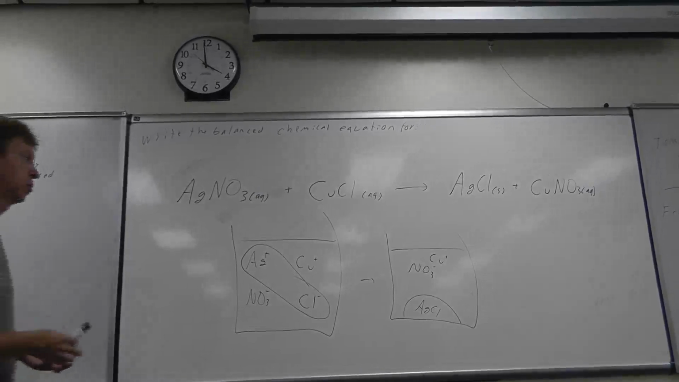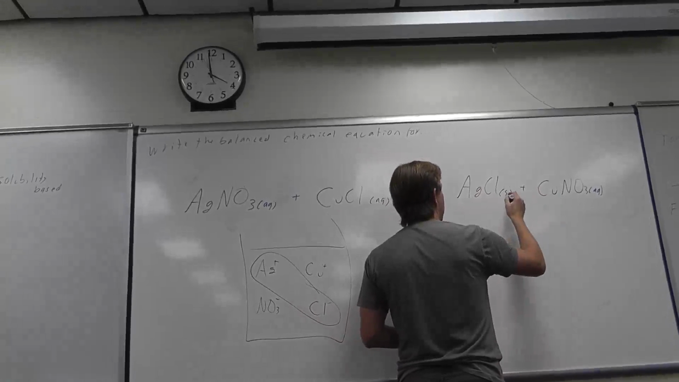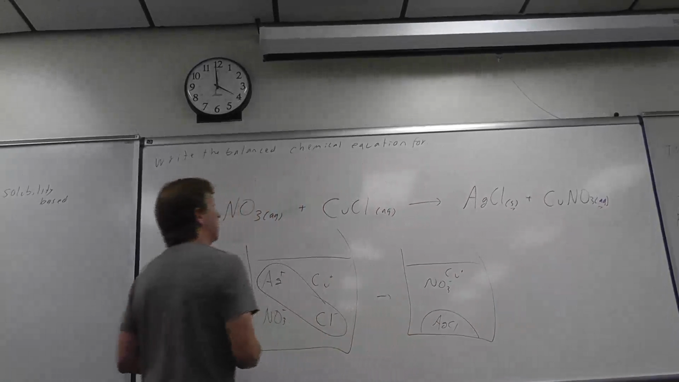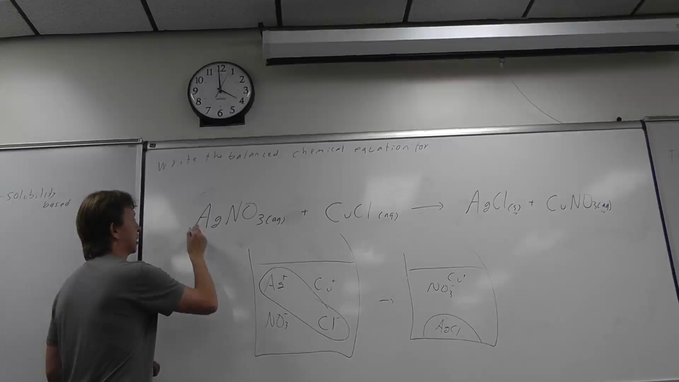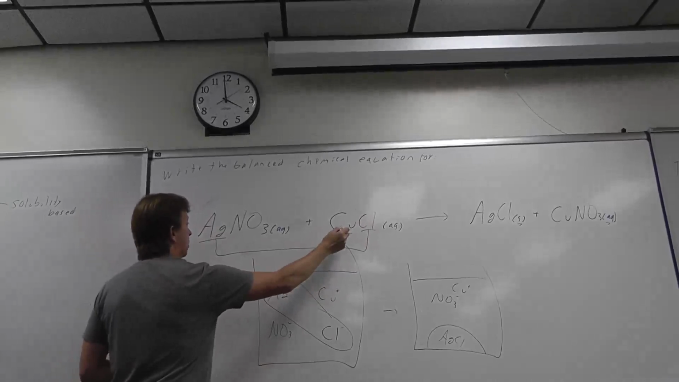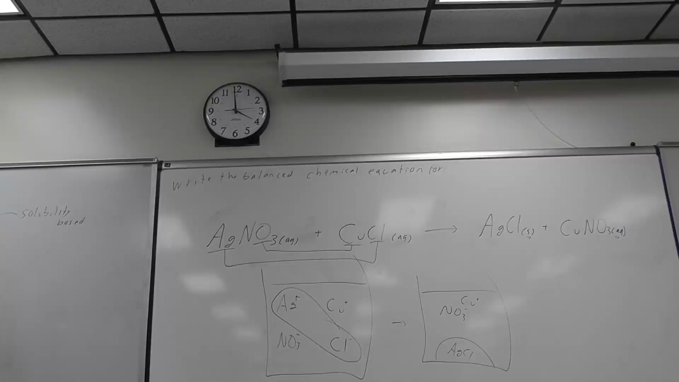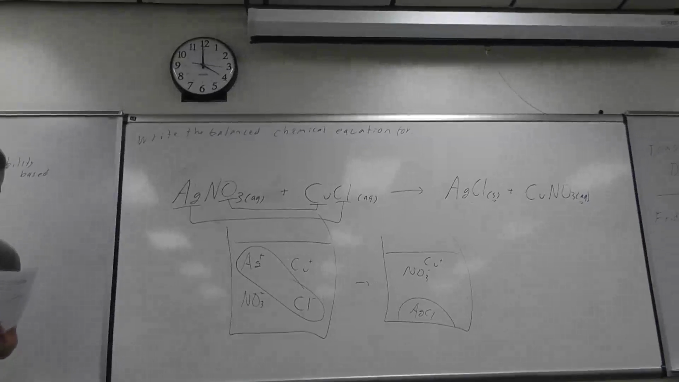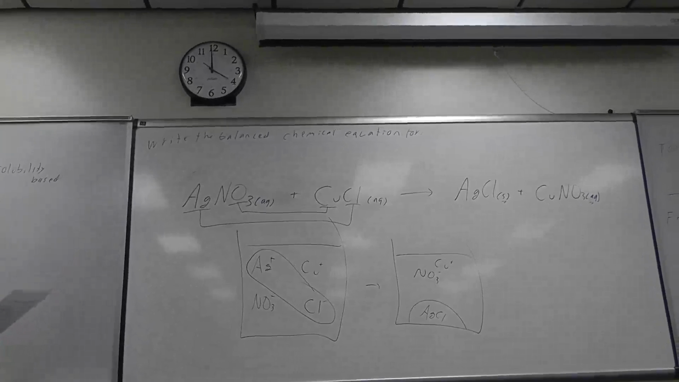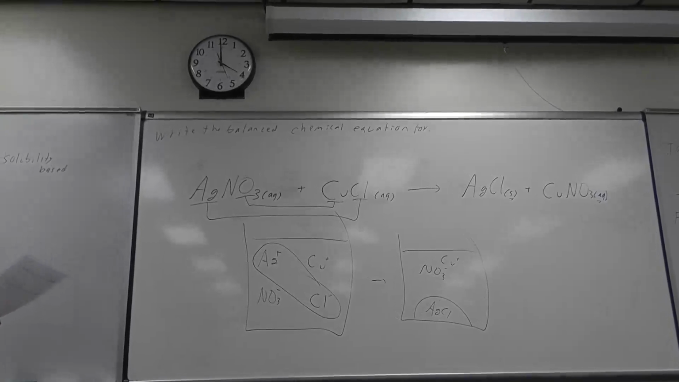So you need to be able to look at your possible compounds and know, are they going to be solids or are they going to be aqueous, meaning still soluble? And what you compare then is silver possibly bonding with chloride, copper possibly bonding with nitrate. You consider those as your possibilities. And in the notes, you've got table 4.2, table 4.3 for you to look at and make these kinds of comparisons to see who's soluble in water and who's not.